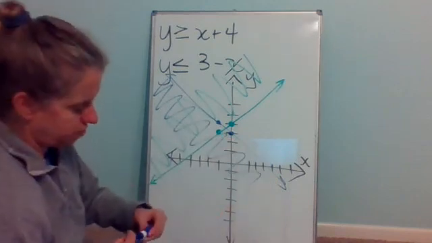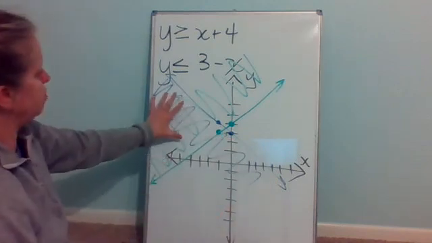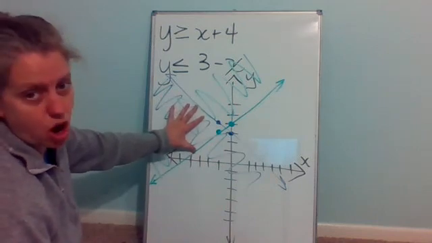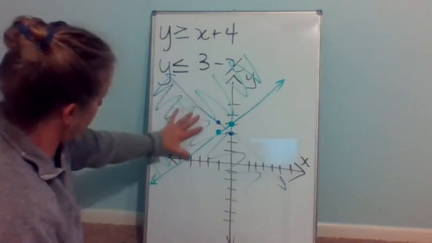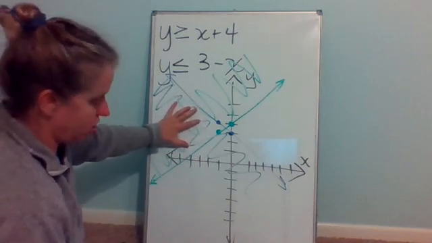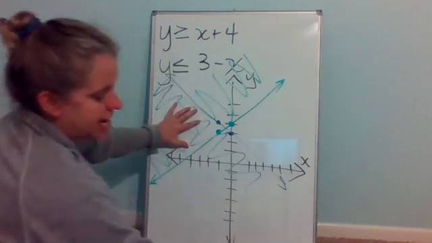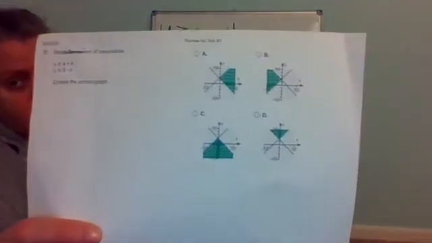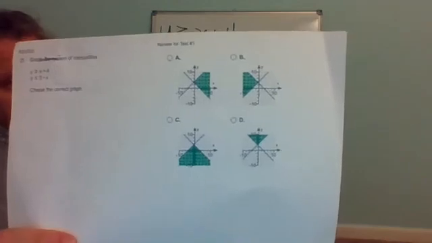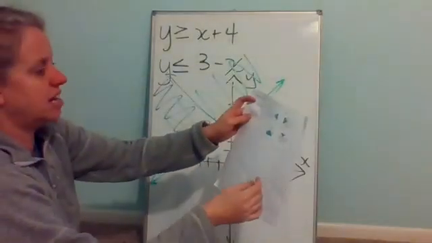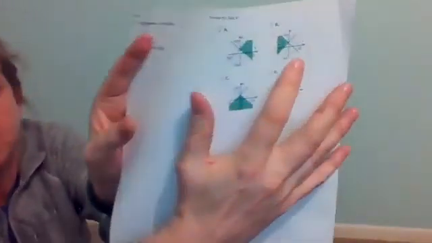So the answer is, where do the blue and green shading overlap, which is in this quadrant area right here. So on the left side. So you'll notice that all of the graphs are the same except where they're shaded. The only one that is shaded on the left is that B.